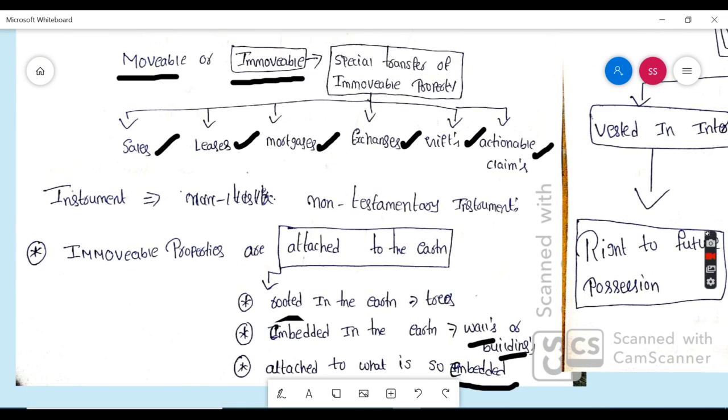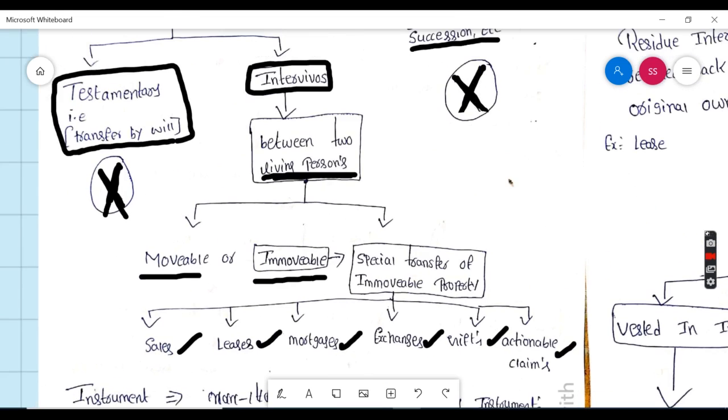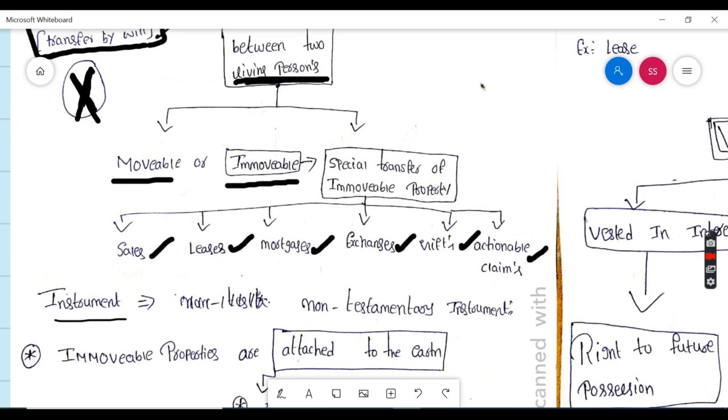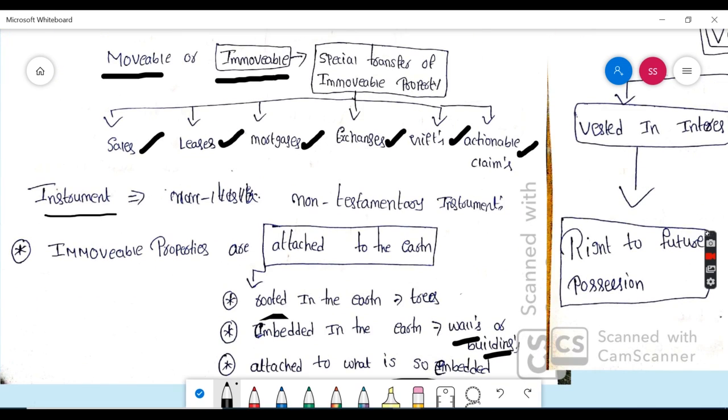we have to know some definitions, which will be used frequently in the entire chapter. So you should know them now. First thing is instrument. Instrument means non-testamentary instruments. If it is testamentary, we already discussed, it is a transfer by will, which is not covered in the Transfer of Property Act. So it covers only non-testamentary instruments.